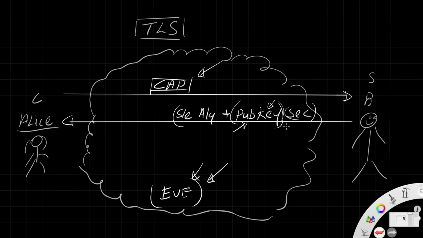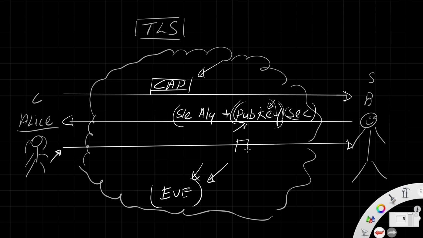Once the client has the public key of the server, what does the client do? The client generates a random symmetric encryption key, encrypts that key using this public key, and sends it back to Bob, the server. Now, that is the first secret part. So a random symmetric encryption key is getting generated by the client and being transferred to the server.